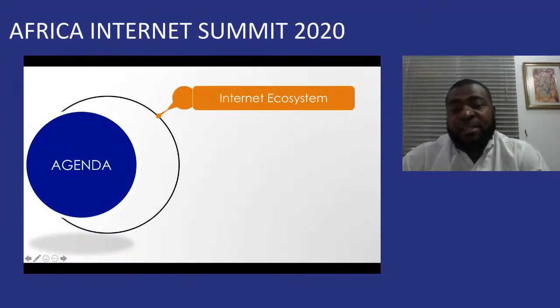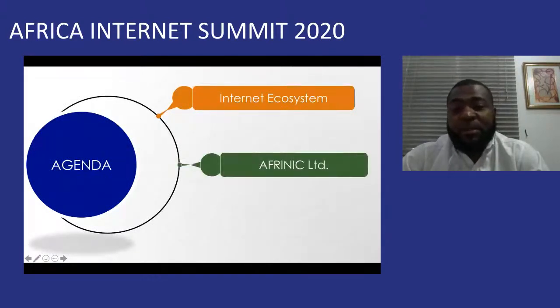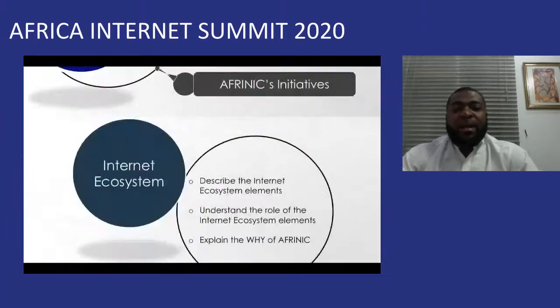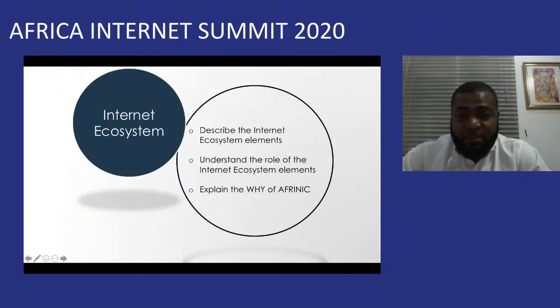We are going to have the internet ecosystem. After the internet ecosystem, we are going to talk about AFRINIC Limited, what we are doing. And after that, we are going to talk about our initiatives next to the core business of AFRINIC, the things that we are doing for the community. In the internet ecosystem, we are going to describe the internet ecosystem elements, understand their role, and explain why the African community has created AFRINIC.